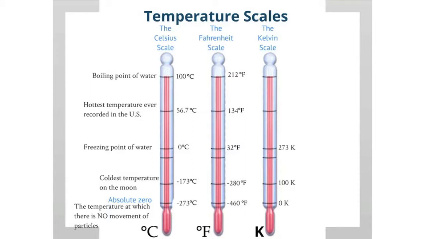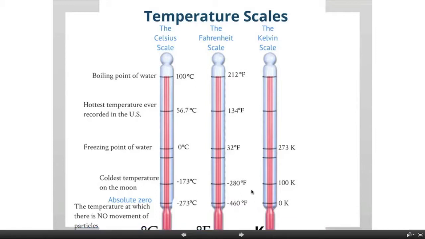Now, the freezing point of water is 273 K. 273 Kelvin, not degrees Kelvin, just Kelvin. Notice there's no degree symbol in front of my K. It's just straight 273 K. That is the freezing point of water, 0 Celsius, 32 Fahrenheit. This is what you should remember. This is what you must know.